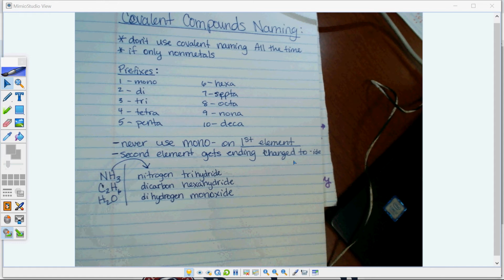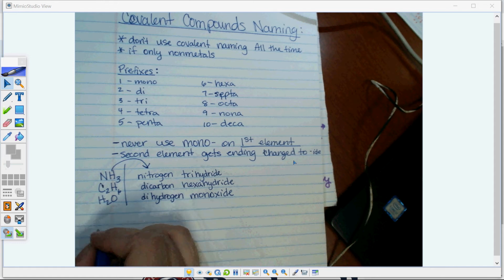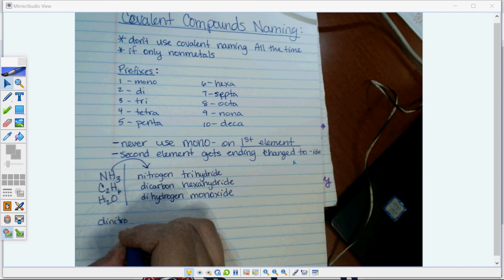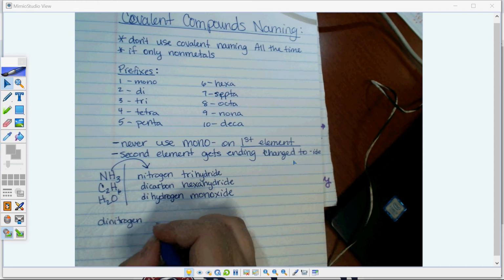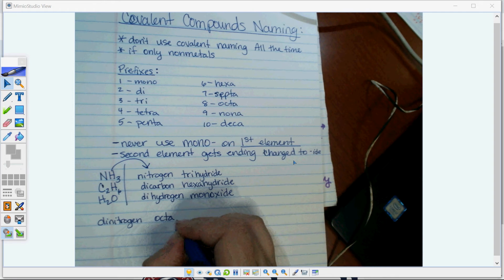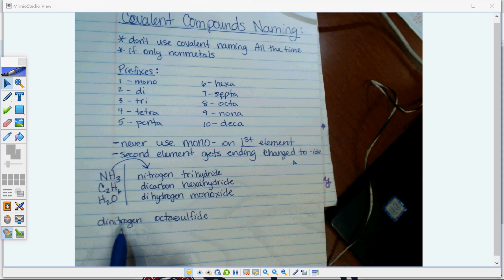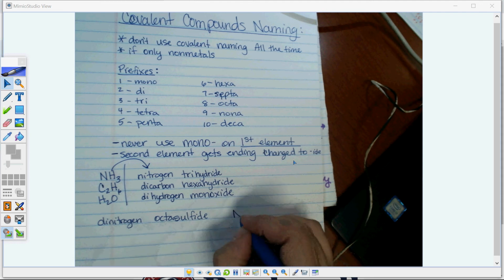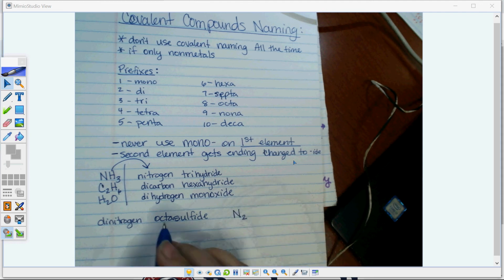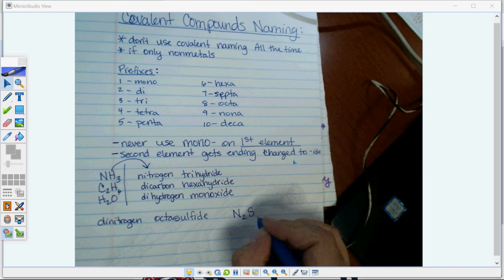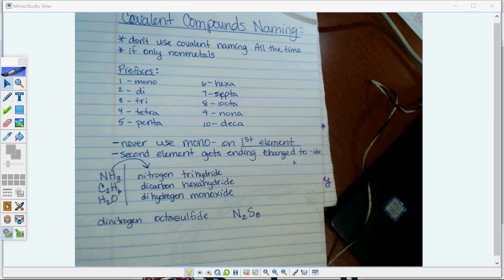And then you just kind of reverse the process. So let me give you a couple of these others. Let's see, dinitrogen octasulfide. Let's try that one. So dinitrogen tells me that it's N, but there's 2 of them. And then octasulfide tells me it's S, but there's 8 of them.